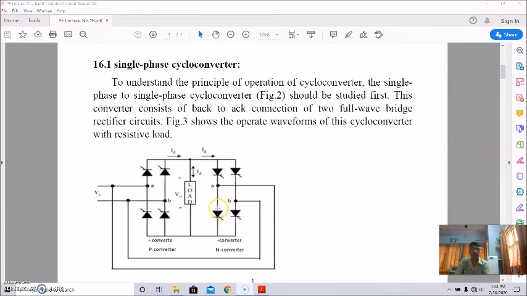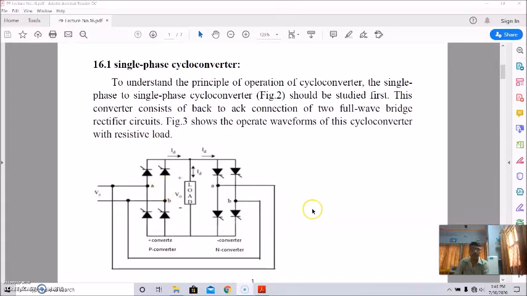So this is a figure of the single phase cycloconverter. Basically, this converter consists of back-to-back connections of two full wave bridge rectifier circuits, actually controlled rectifiers, and there are waveforms with resistive loads. This is the P converter, positive, this is the N converter, negative. So this is the positive bridge converter block, this is the negative converter block. Okay, so this is the P converter and this is the N converter.